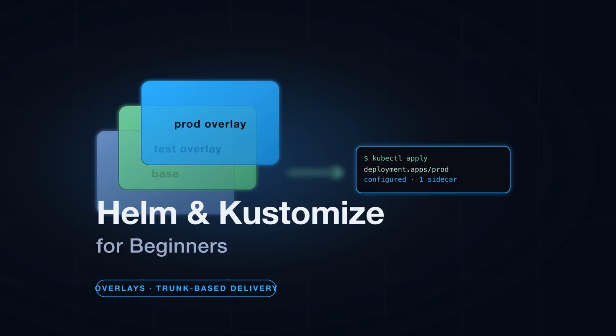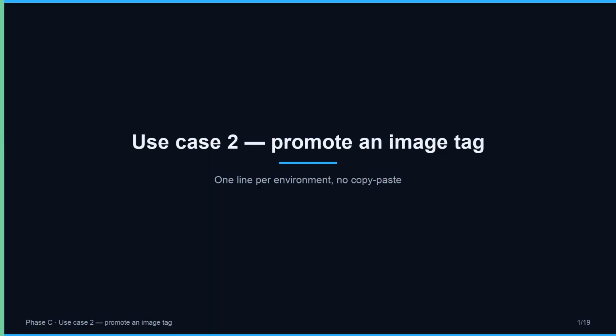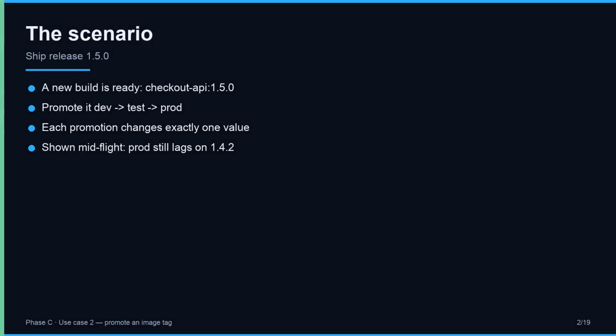Use case 2. We shipped a new release, 1.5.0. Now we promote it through dev, test, and prod, by changing one value per environment, never by editing the pod by hand. By the end of this lesson, you can promote a new image release through dev, test, and prod in both Helm and Kustomize, and understand why a version rollout is a pointer move, not a re-authoring of the manifest.